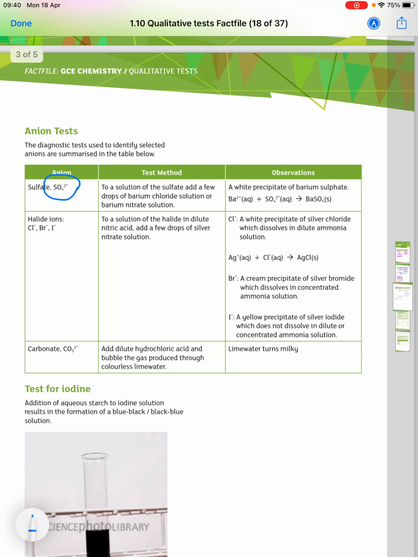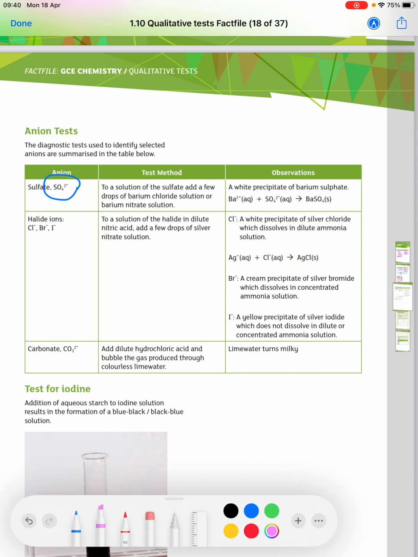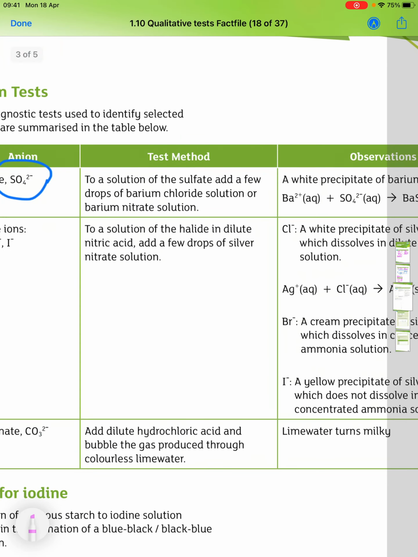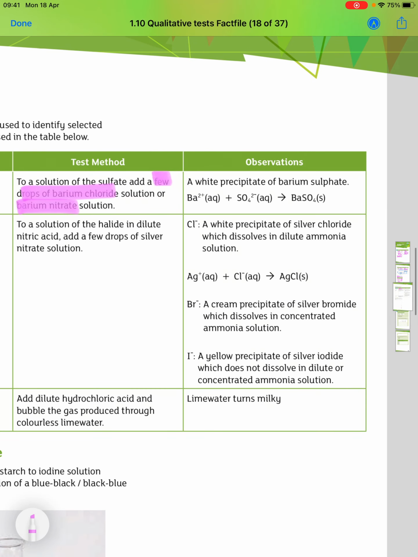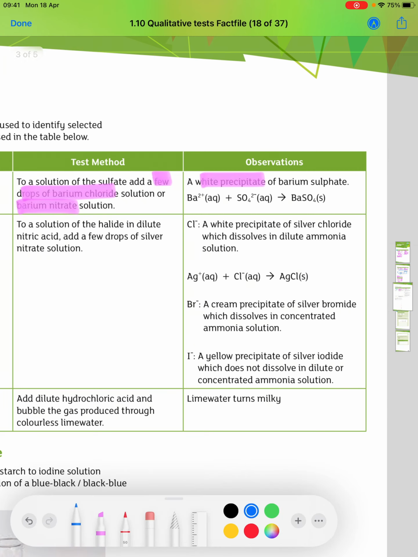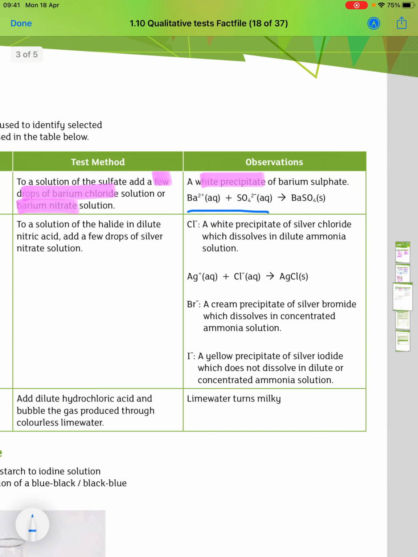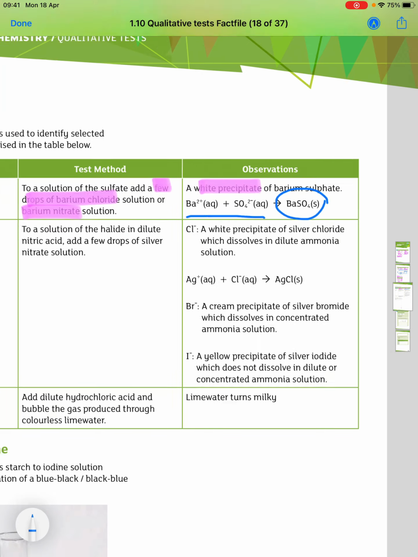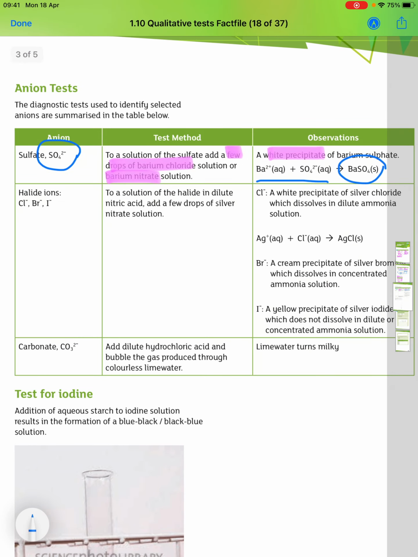The anion tests then. For the sulfate ion, we add to the solution a few drops of barium chloride or barium nitrate solution, and we get a white precipitate of barium sulfate. And the equation for that is Ba2+ + SO4 2- gives us BaSO4.